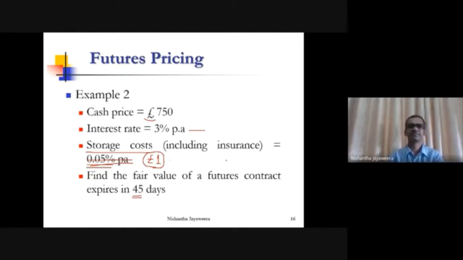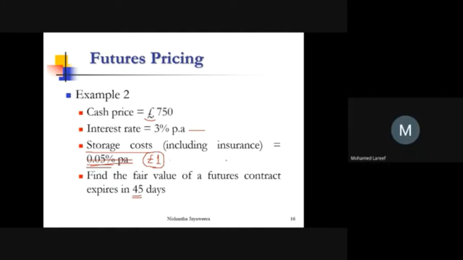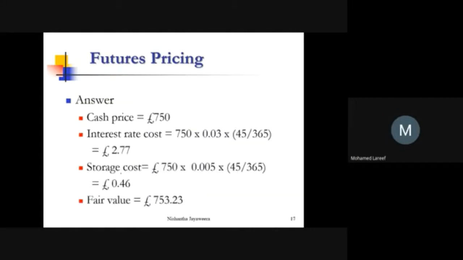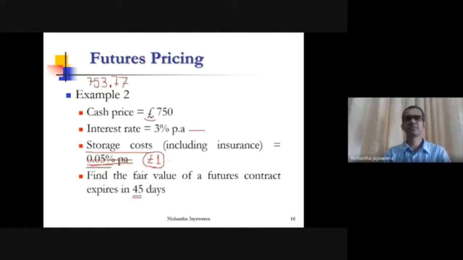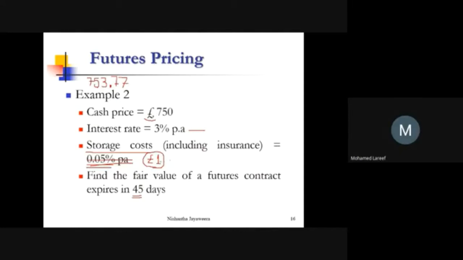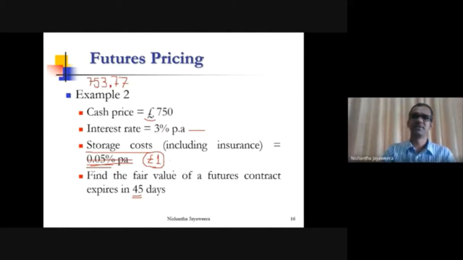Can someone answer? 753.77. How did you get that? That's the important part. Can you explain how you got it? 750 plus whatever the interest for 3 months, that means the same 2.77, and plus 1 for storage cost. Okay, is it correct?